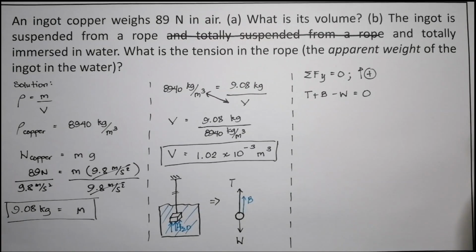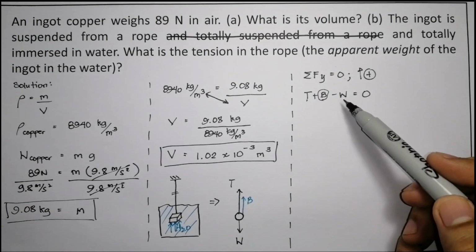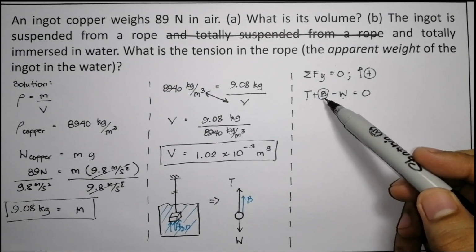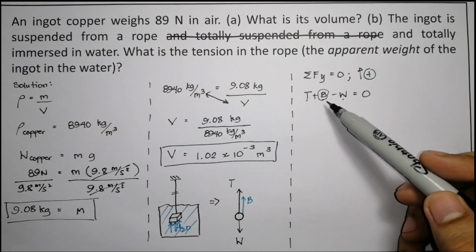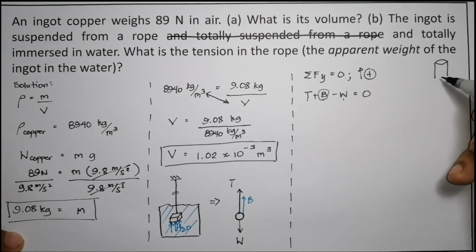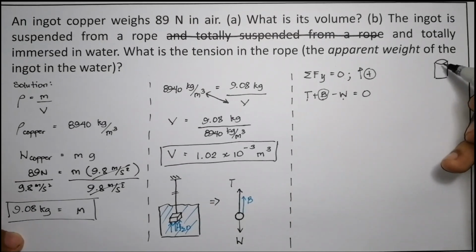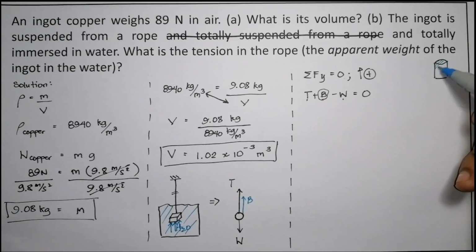Now, since the tension is what we are looking for, wala pa tayong buoyant force, but we already have the weight. So, ano ba tong buoyant force? To solve for the buoyant force, gagamitin natin yung Archimedes principle. Suppose you have a container, and you fill this container to the brim. So, puno yung ating container, for example, ng tubig.